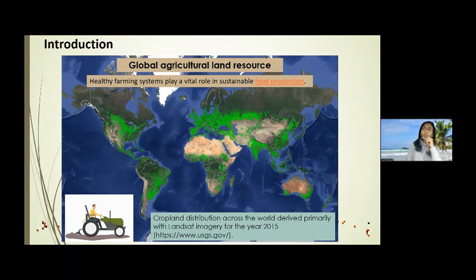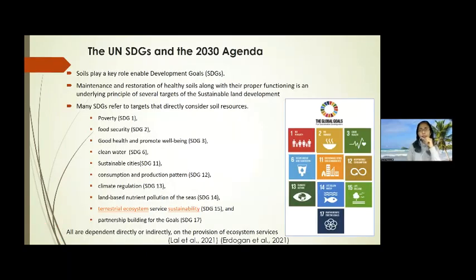As we all know, there are 17 sustainable development goals. Soil plays a key role in enabling the sustainable development goals. Many SDGs refer to targets that directly consider soil resources. These are some of the SDGs that support considering soil resources, and all the SDGs depend directly and indirectly on the provision of ecosystem services.